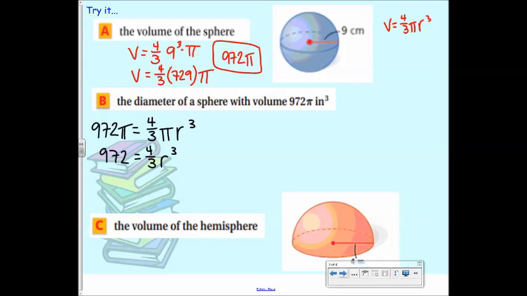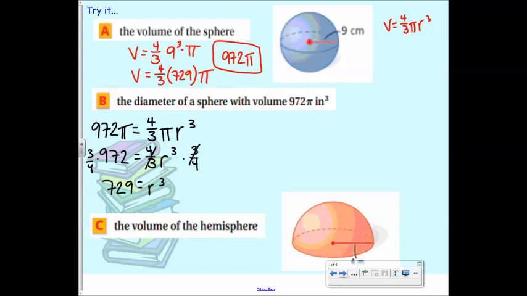So I multiply both sides by the reciprocal. So times 3/4, times 3/4. What happens here? Those are gone because that's the whole reason for doing it, right? So we have R to the third equals, and then this should give us 729. Okay, 729. All right, what do you do from here?